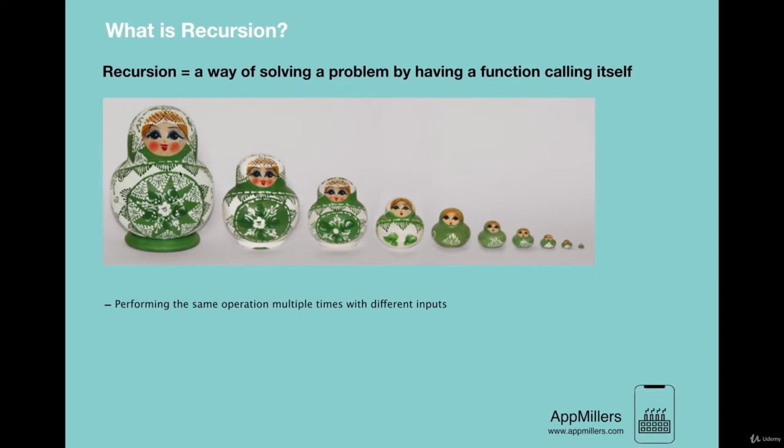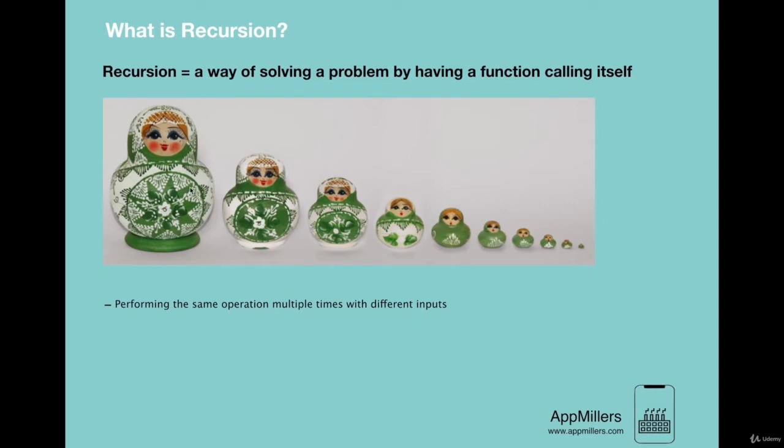First we start from the bigger one, then we continue to the smaller one, then again we open the smaller one, and this continues like this. Here we opened 10 different sizes of Russian dolls. As you notice, the process of opening all these dolls is always the same. That's why the property of recursion says the same operation is being performed. Our operation here was opening Russian dolls.